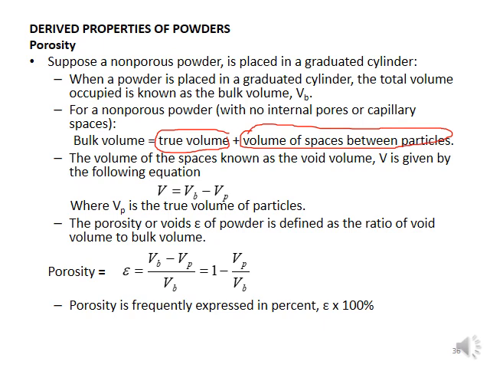The void volume, or the volume of spaces, is the difference between the bulk volume and the true volume of the particles. In order to determine the porosity, we determine the void volume, and we divide it by the bulk volume. And it is usually expressed as percent porosity.